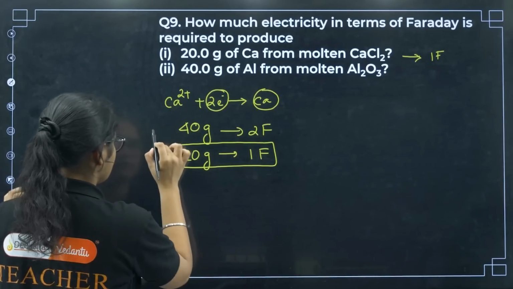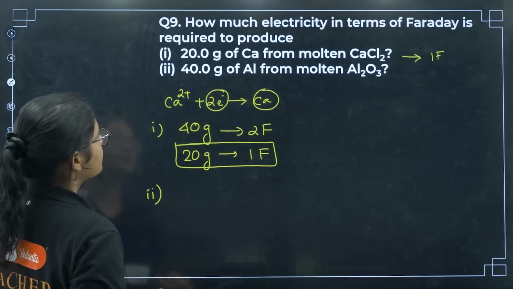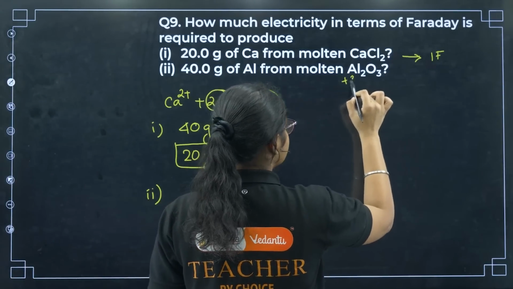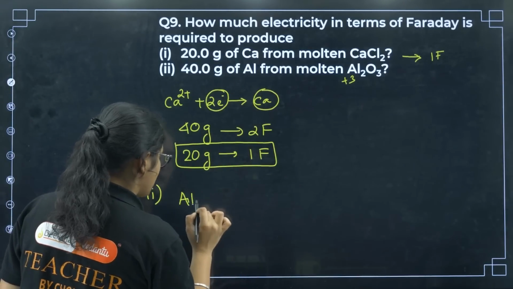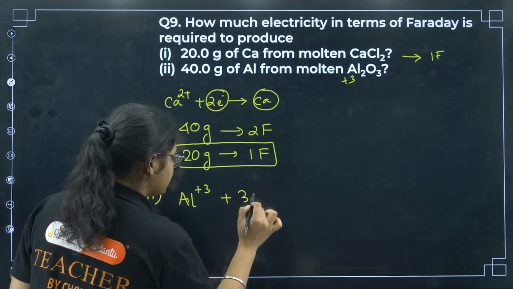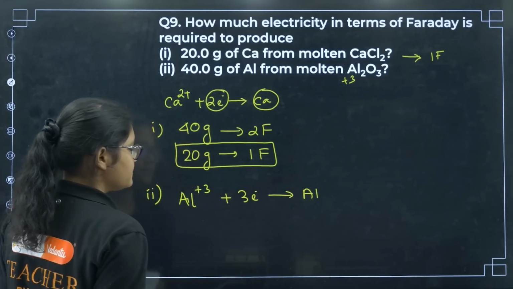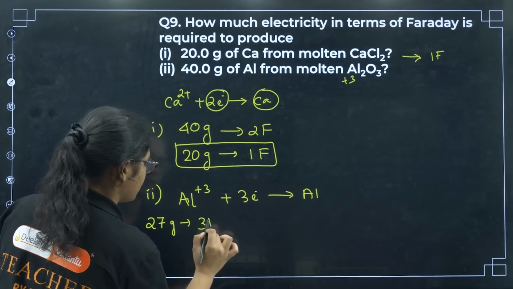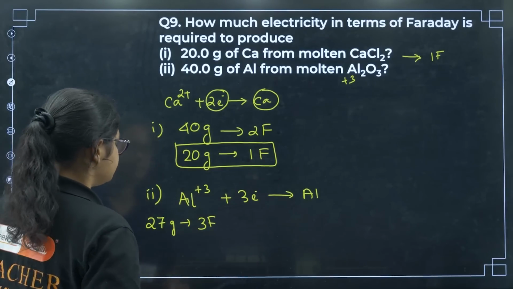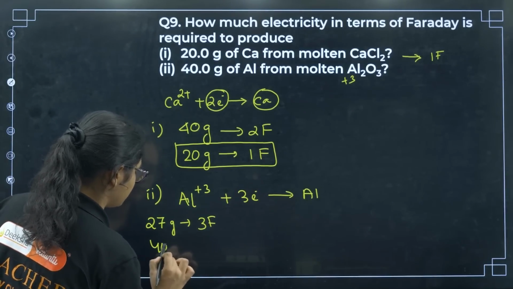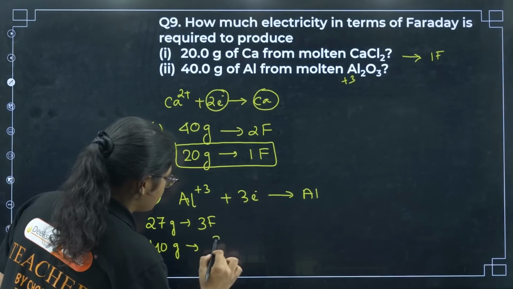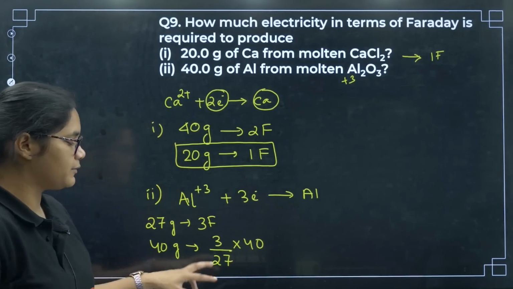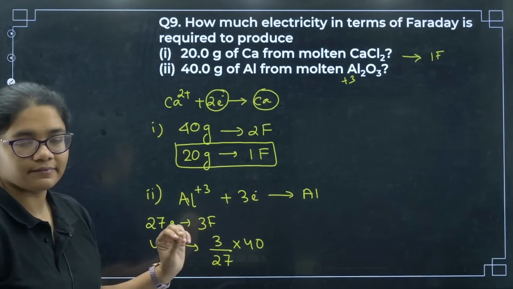Now coming to the second one, you have 40 gram of aluminium from Al2O3. So if you see here, aluminium is in +3 oxidation state, right? So aluminium 3+ plus 3 electrons will give you aluminium. So I can say here that 27 gram is deposited by 3 Faraday, right? Then 40 gram will be deposited by 3 by 27 into 40. 1 gram will be 3 by 27, 40 gram will be 3 by 27 into 40.